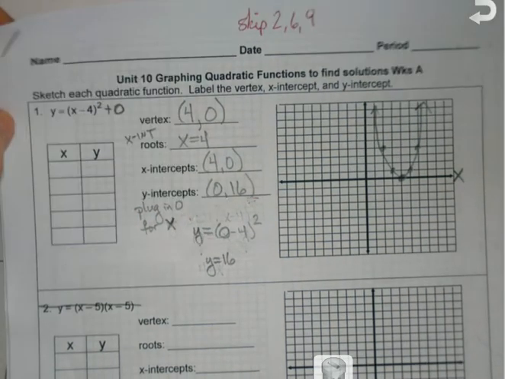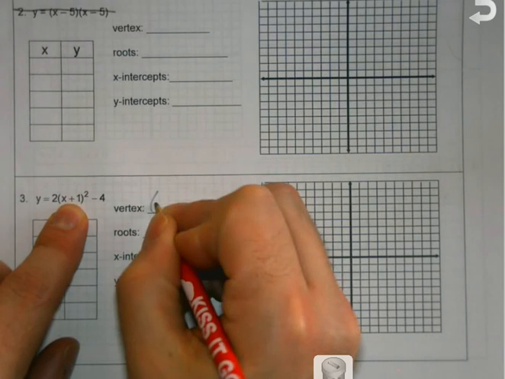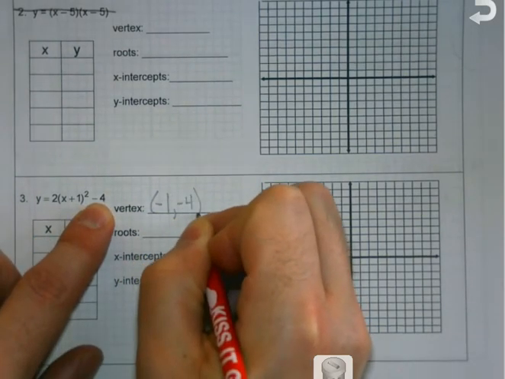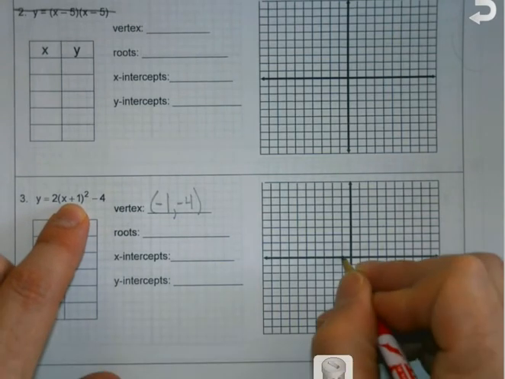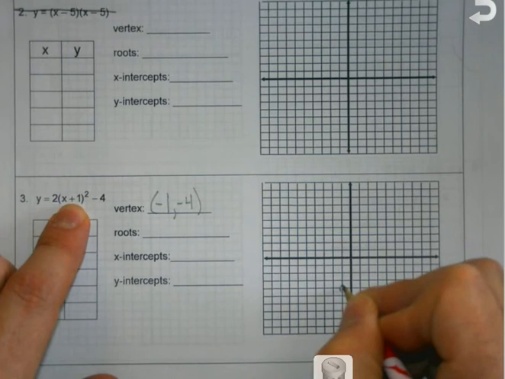And then we'll jump down to number 3, and then I will set you on your own here for a bit. All right, so number 3, my vertex, opposite, keep it. That's the big thing. Got to remember the opposite for that x value. So -1, -4. Get my big dot there.